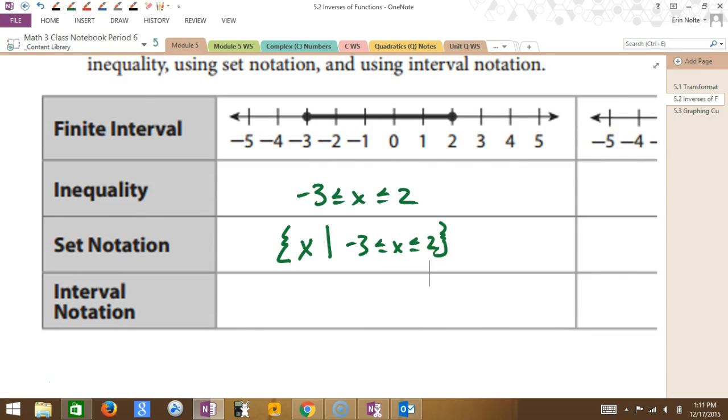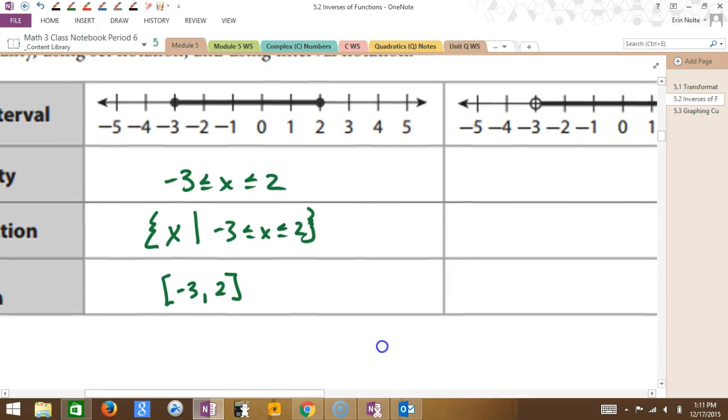Okay, what would my interval notation be? -3. With a bracket or a parenthesis? Bracket. To 2. Bracket. Does everybody kind of follow that? It's pretty simple, right? Do I need to do one more example, like one where we have like a whole?